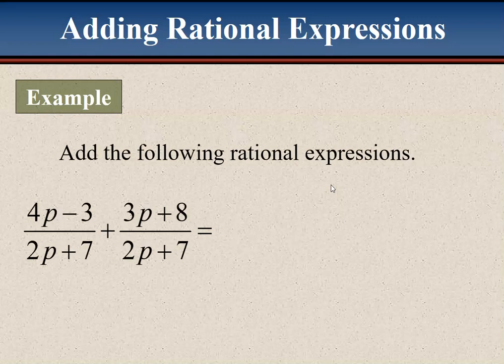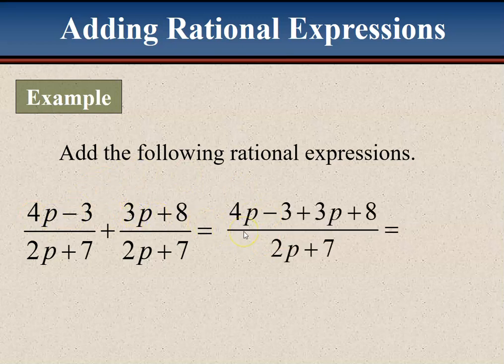Example, adding 4p minus 3 over 2p plus 7 plus 3p plus 8 over 2p plus 7. From here we can see that the two rational expressions have a common denominator. So what we're going to do is just add 4p plus 3p. Then we can get 7p plus 5 over 2p plus 7. Here we cannot factor anymore because they don't have any common factor, so that will be your final answer.